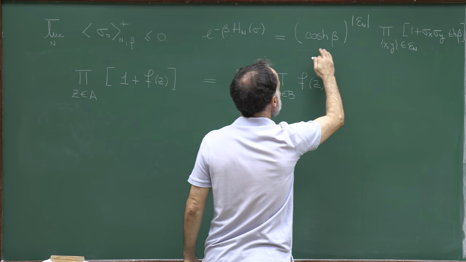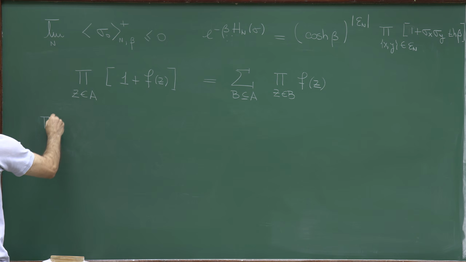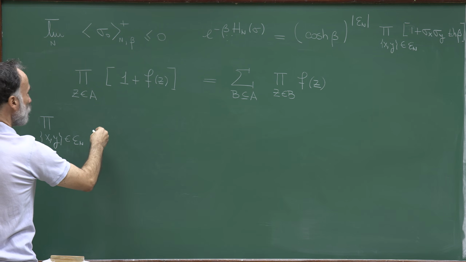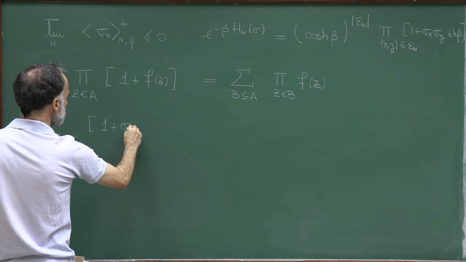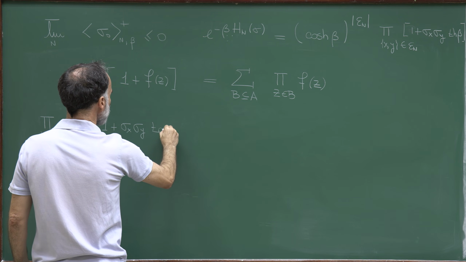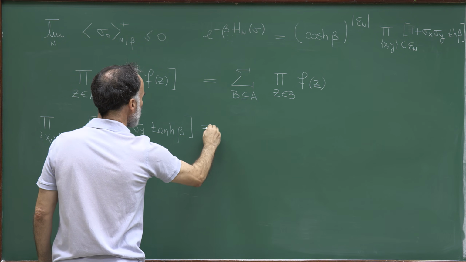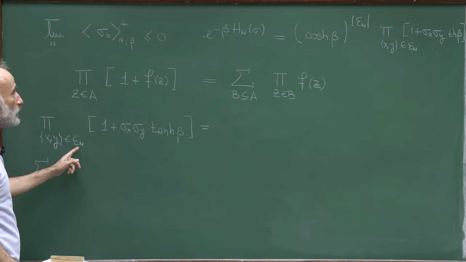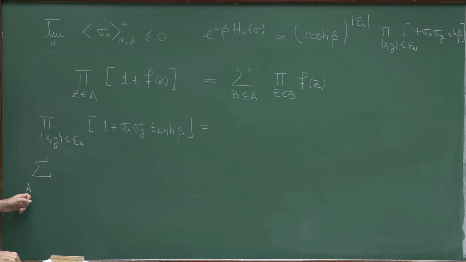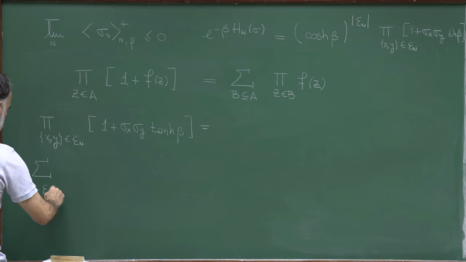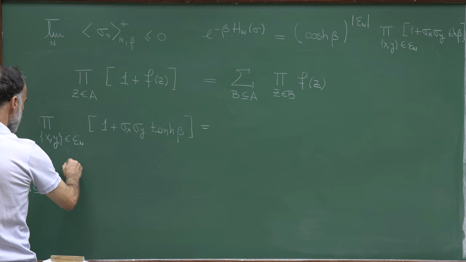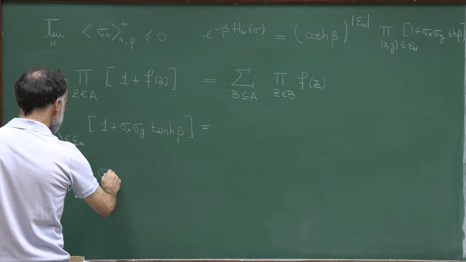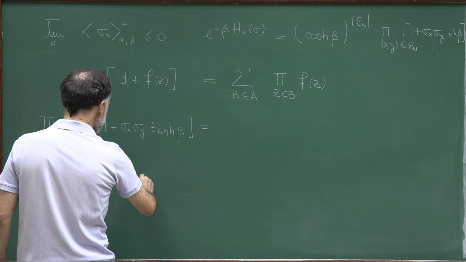So let me forget for one moment this factor and just rewrite that what we have here is the sum of the product over all edges in En of 1 plus sigma x sigma y times the hyperbolic tangent of beta. So by this identity, this expression is equal to, now we have all subsets of En here. So I will represent by A the subsets of En. And we have a product over all edges in A of sigma x, sigma y times the hyperbolic tangent of beta.